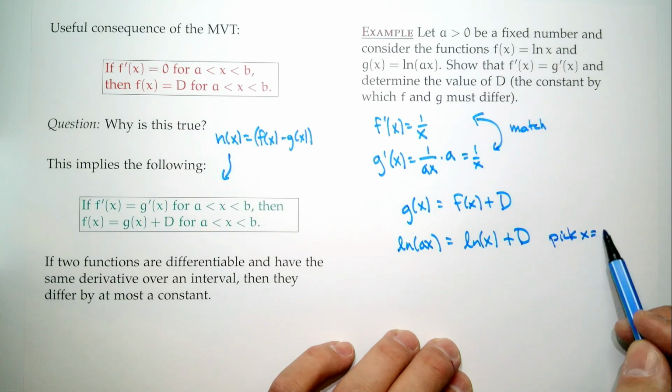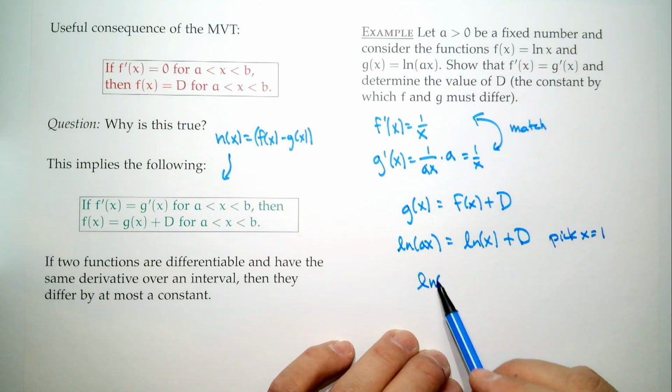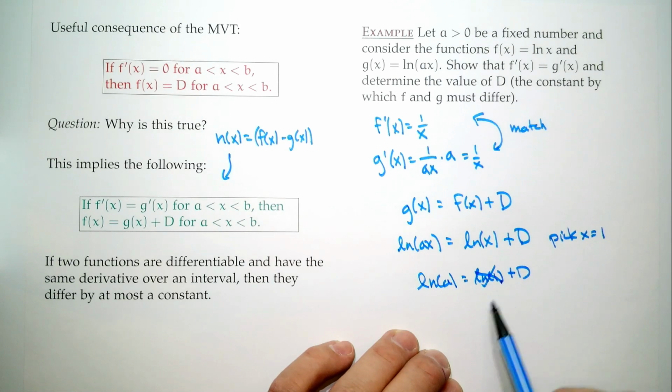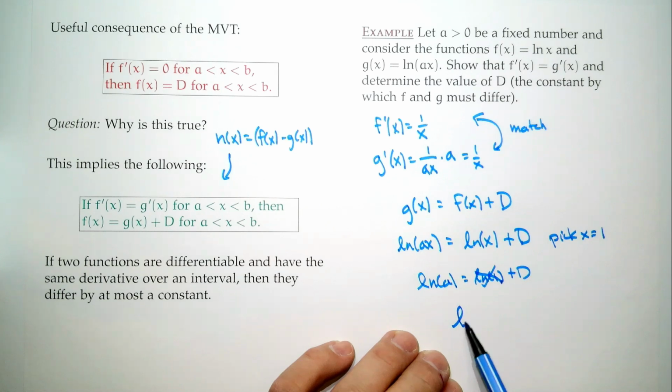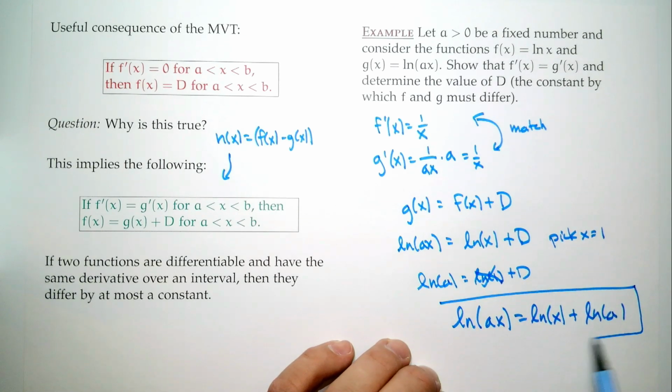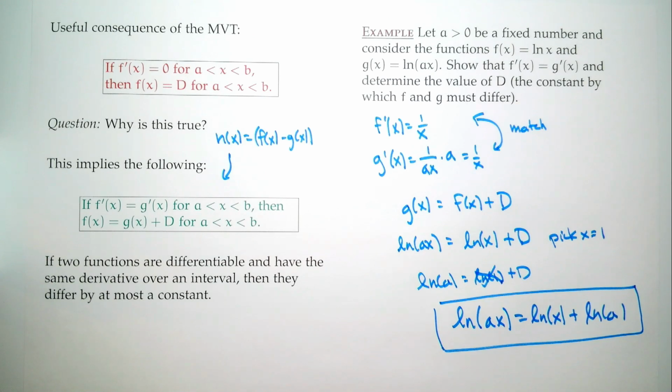Since you know this is true for all x, we get that log of a equals log of 1 plus d, which says that d is log of a. And so the conclusion is log of ax has to equal log of x plus log of a. And that's one of the properties of logarithms. So you can actually establish properties of logarithms through this method of calculus. Of course, it's not the easiest way, but it can be done. And that's it for today.